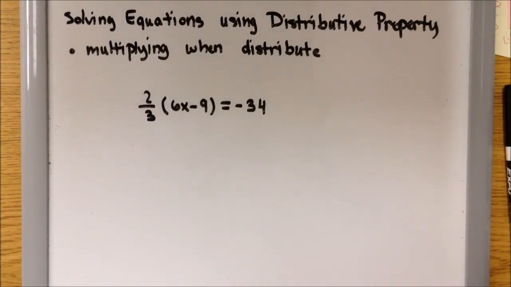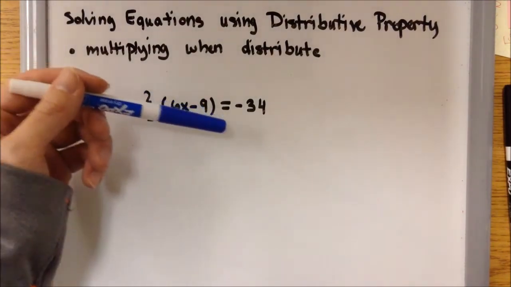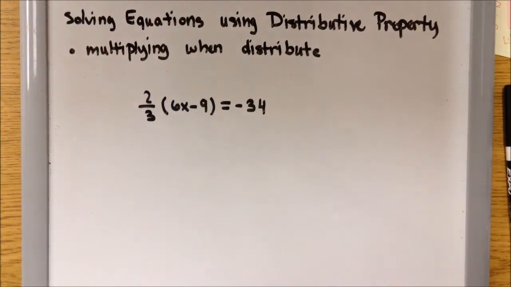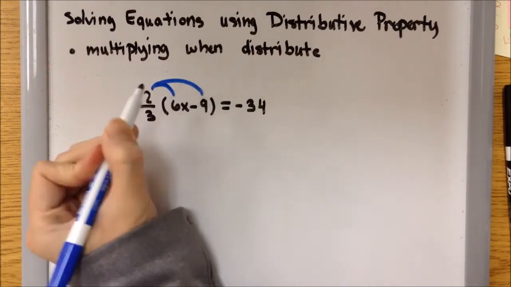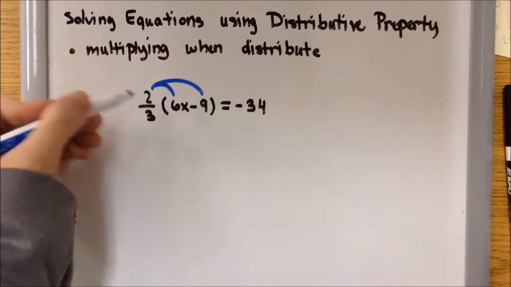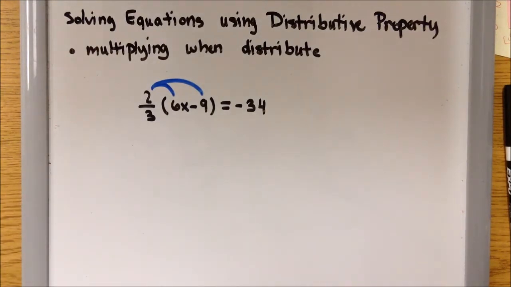Okay, now we have our third example: 2/3 (6x - 9) = -34. This one is an equation because it has an equal sign and it equals a number. So just like in the previous example, we're going to solve by using the distributive property. We're going to distribute 2/3 to everything inside the parenthesis because the 2/3 is directly in front of the parenthesis. That's how we know we're going to distribute.